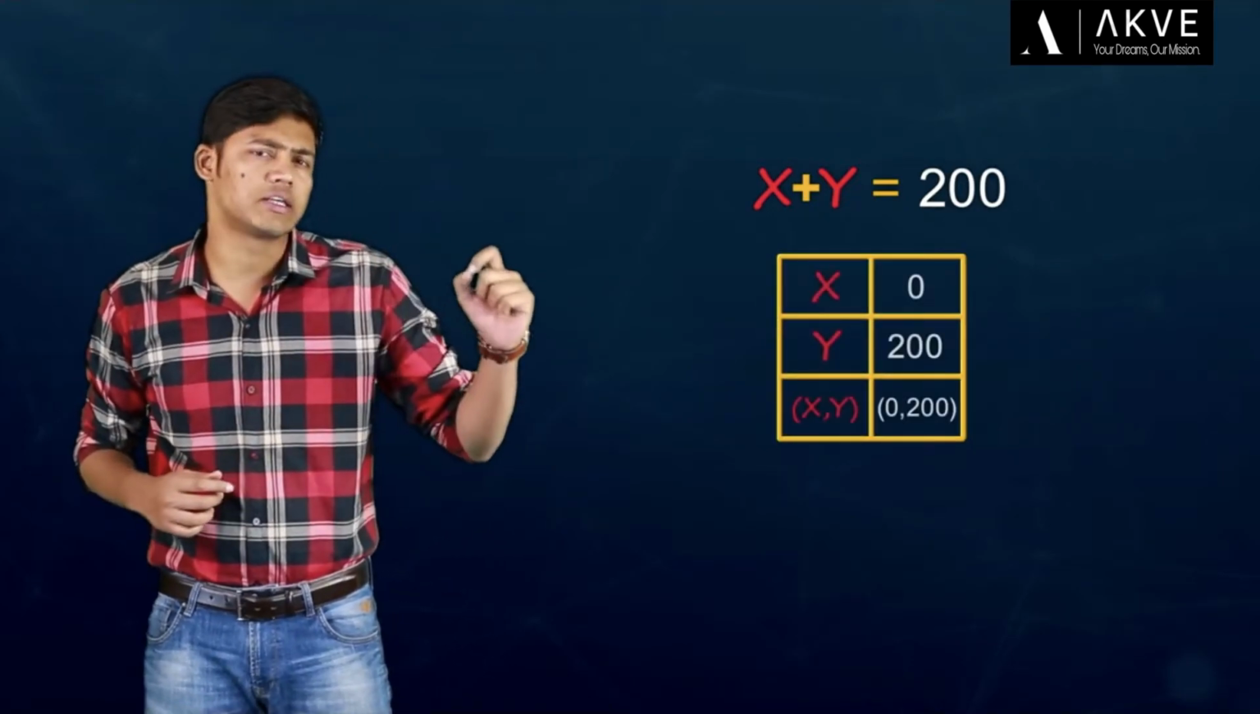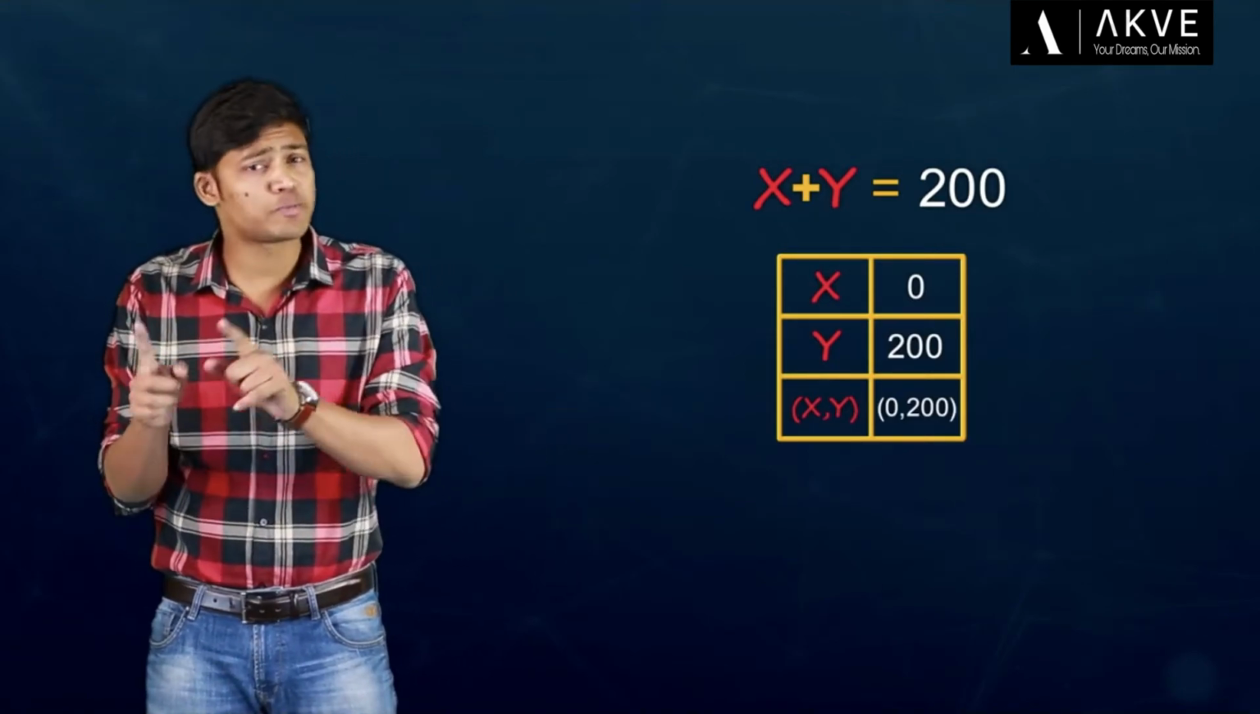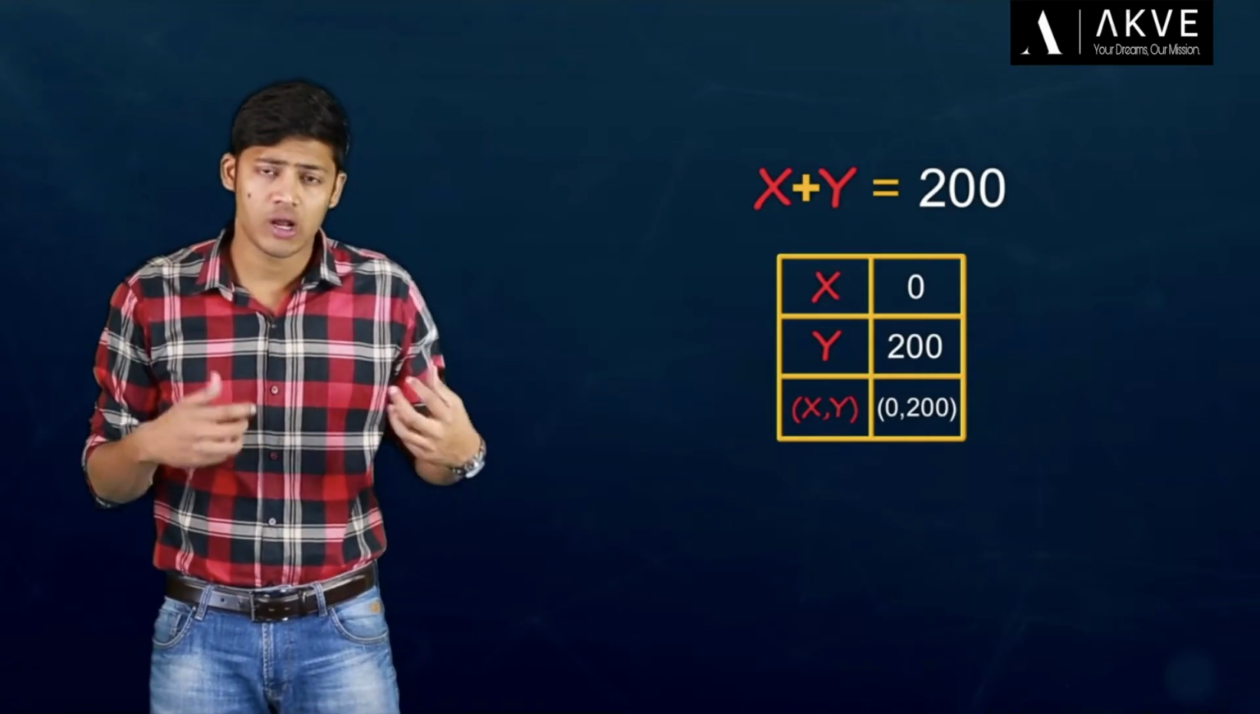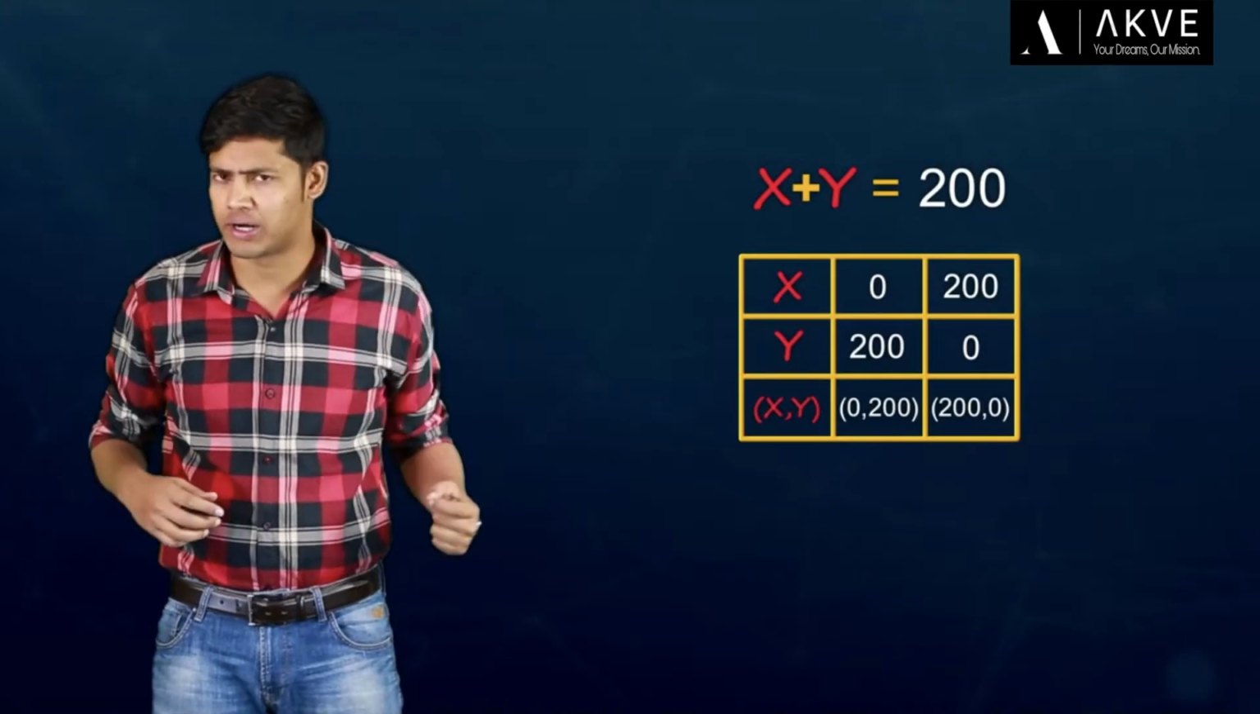Let's consider x equal to 0. Then y must be equal to 200 since x plus y is equal to 200. Now, if we consider y equal to 0, then x will be equal to 200.